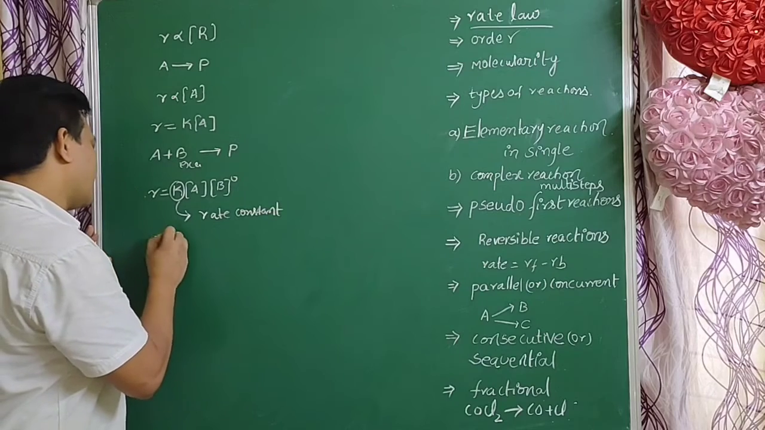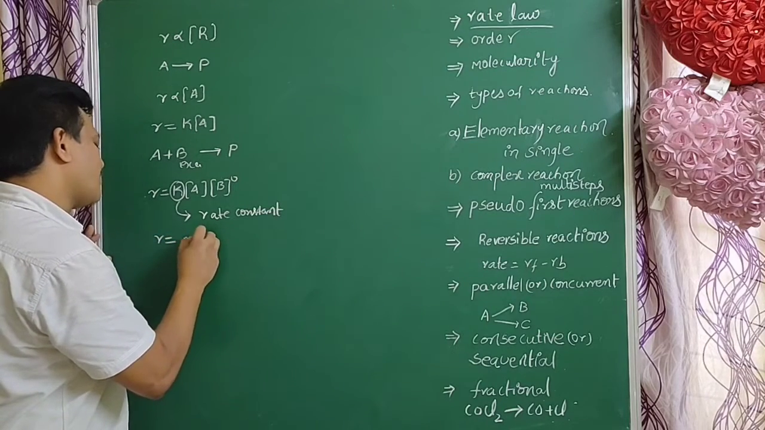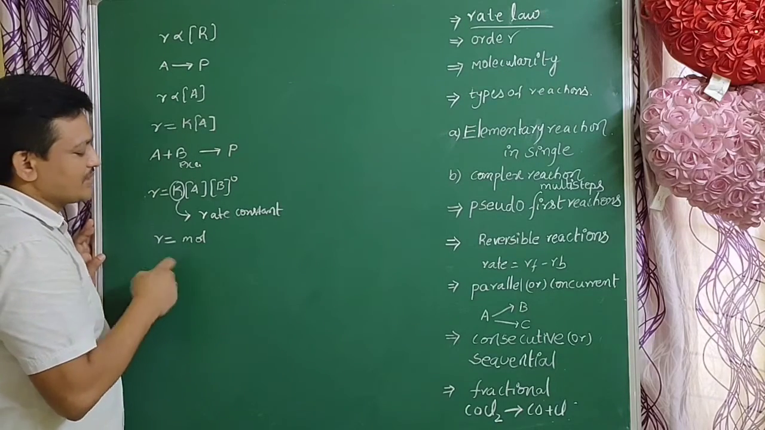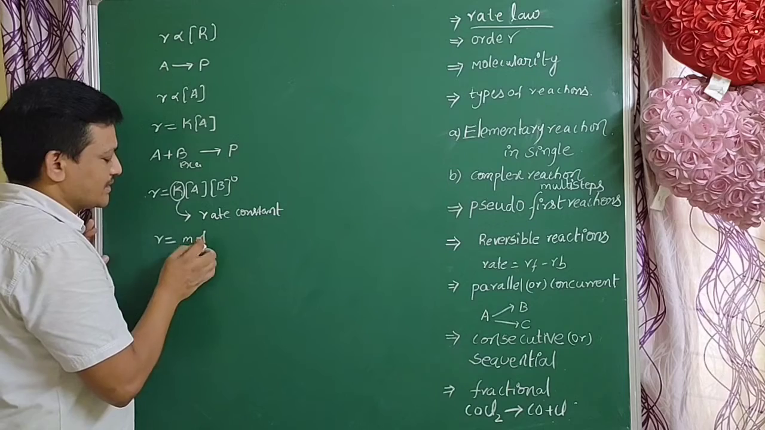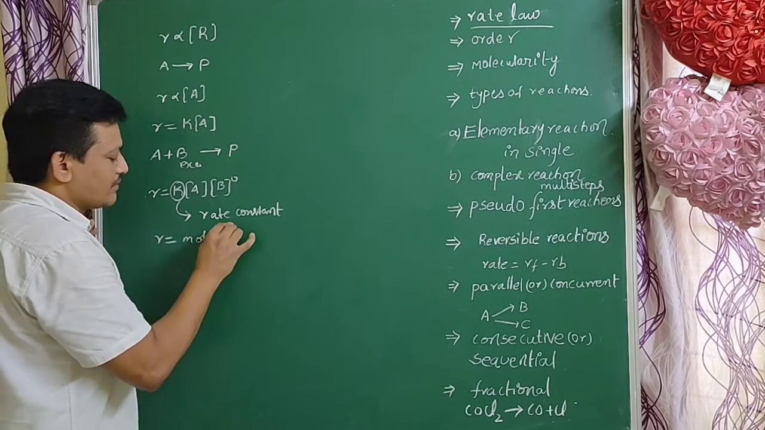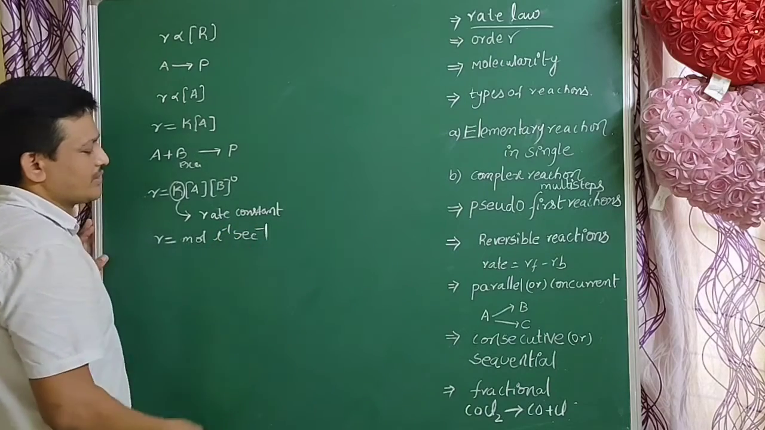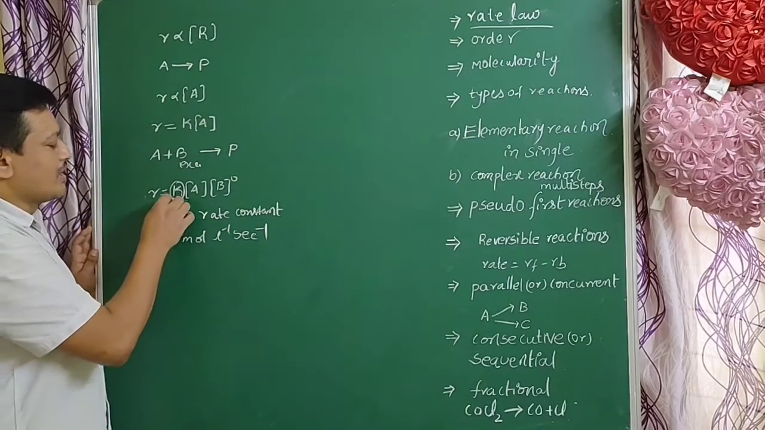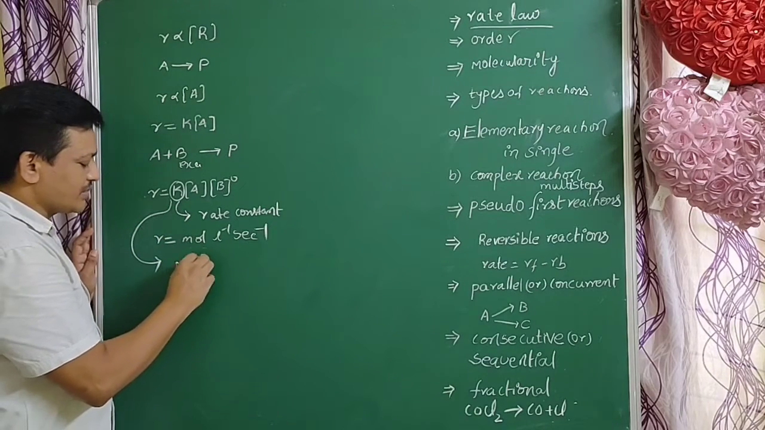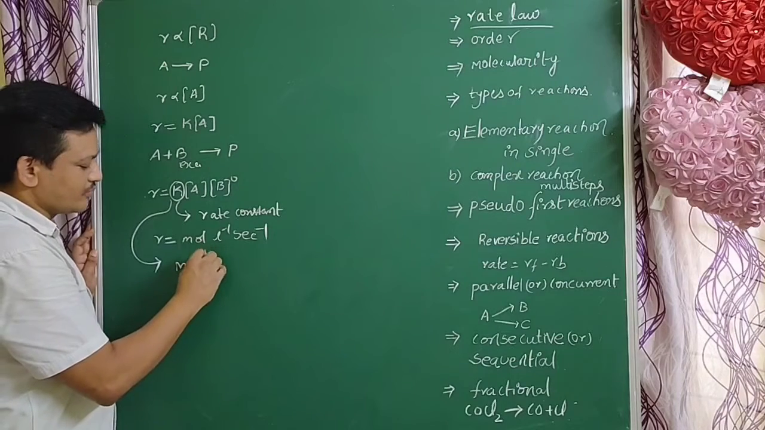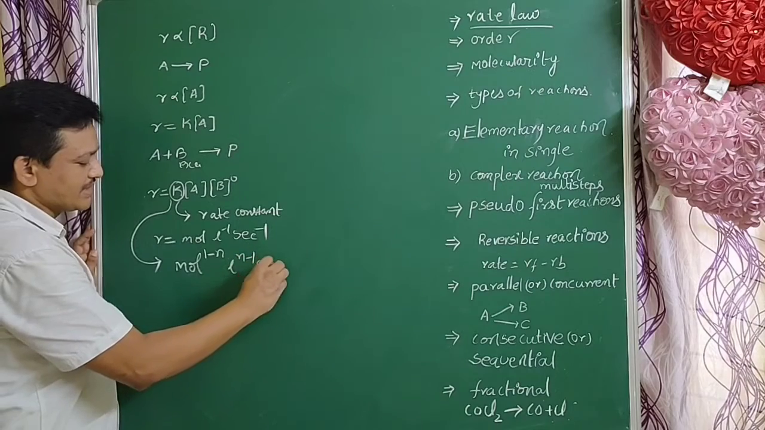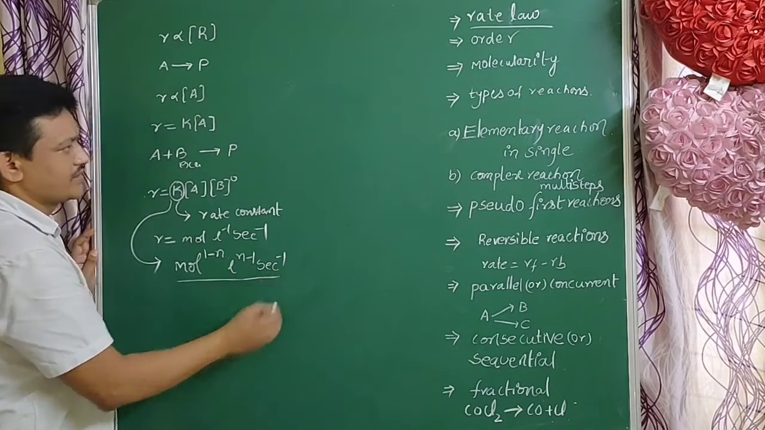What are the units of rate? Rate is nothing but change in concentration by time, so the units are mole per liter per second, mol L inverse s inverse. What are the units of rate constant? The units of the rate constant depend on the order of the reaction: mol to the power 1 minus n, liter to the power n minus 1, second inverse.